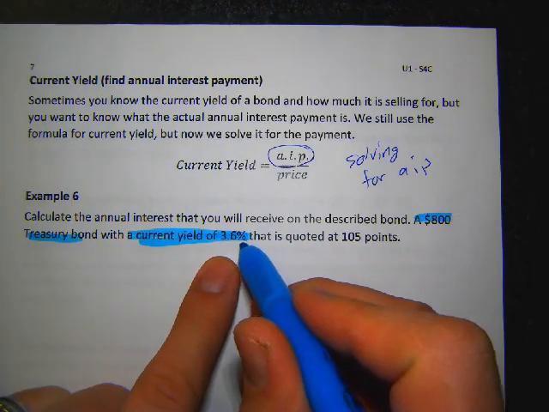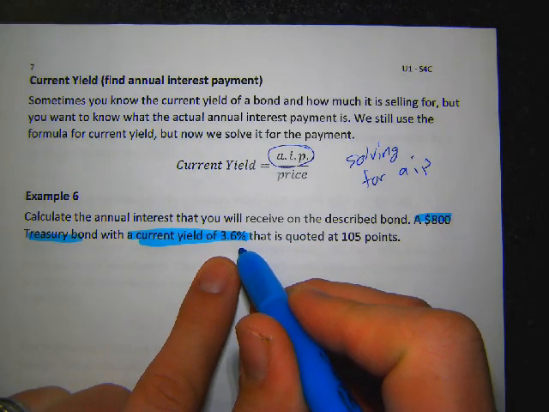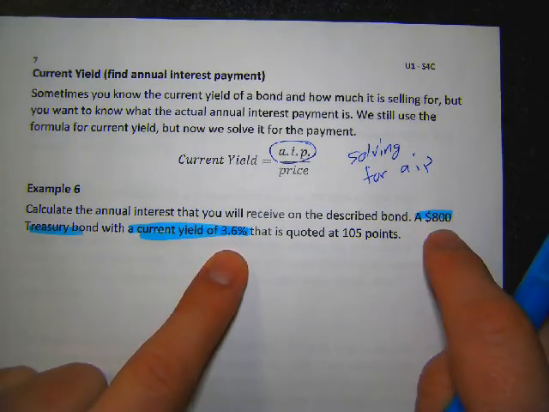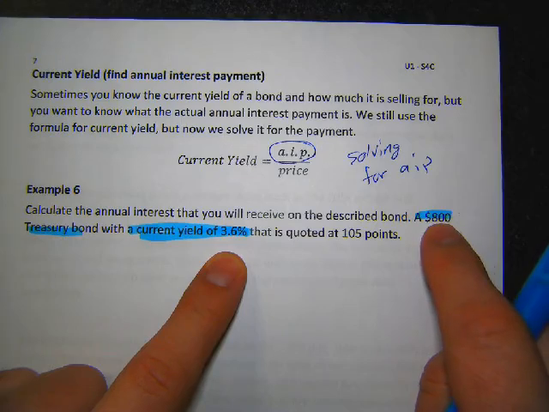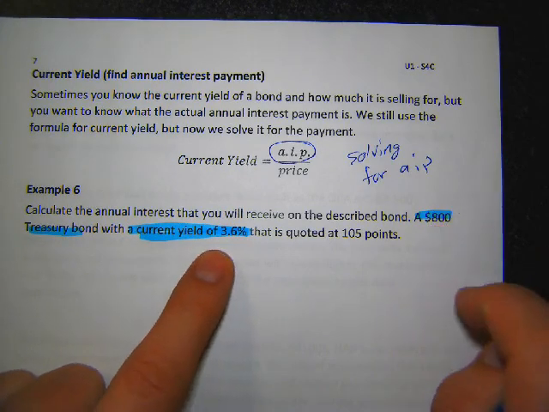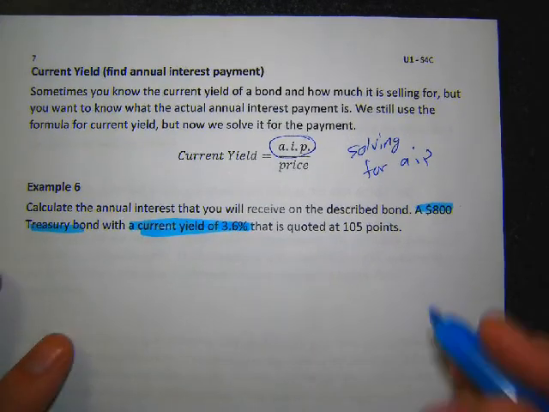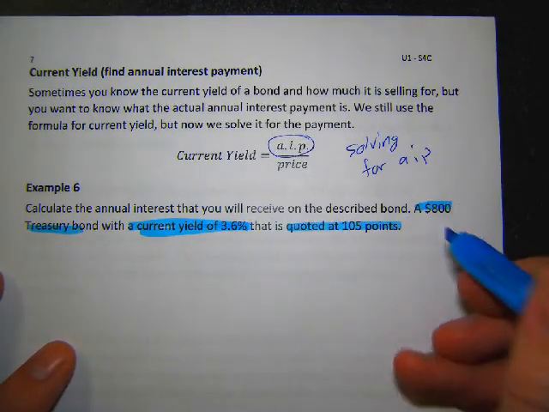Remember, that's the interest rate that goes with the current price, not with the original face value price. So we can't use this 3.6 with the 800, because that's the face value. That would go with coupon rate. This is for the current price. Here they actually don't tell you the price. What they tell you is that it's quoted at 105 points. And what is going on with that?